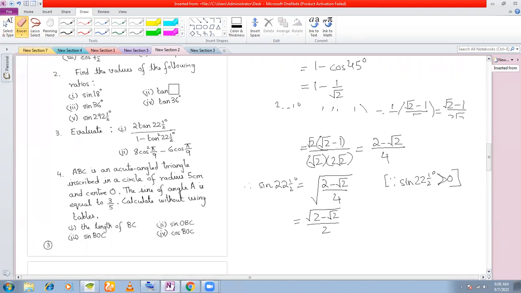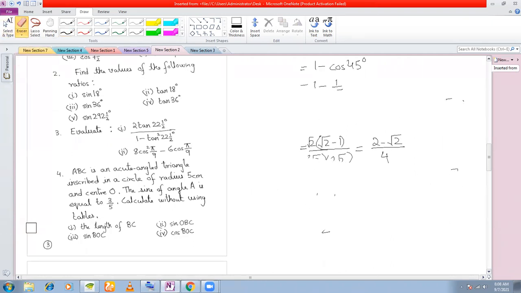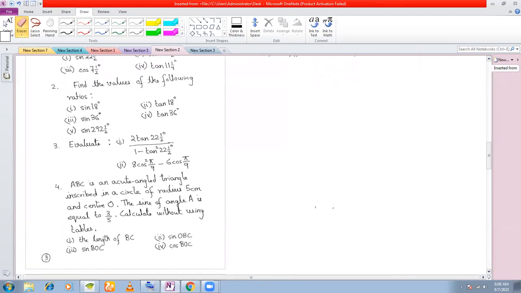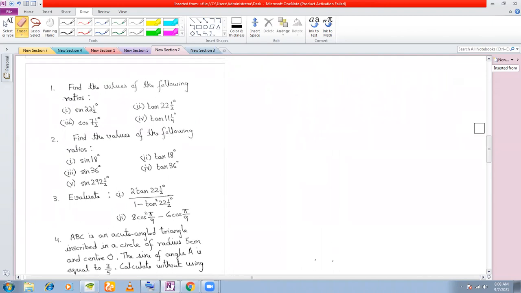Moving on to the next problem then. Tan 22 and a half. Now again, 22 and a half, as I told you, if you double 22 and a half, you get 45. So you start with tan of double of theta. Okay, you get 2 tan theta divided by 1 minus tan square theta.